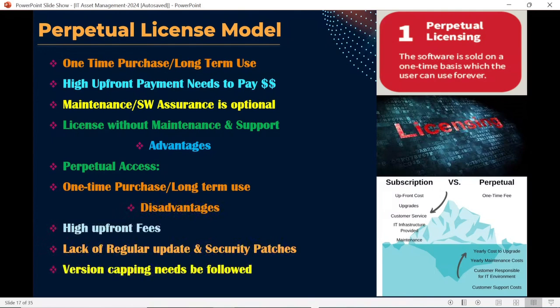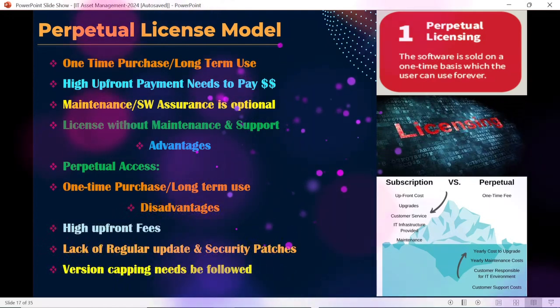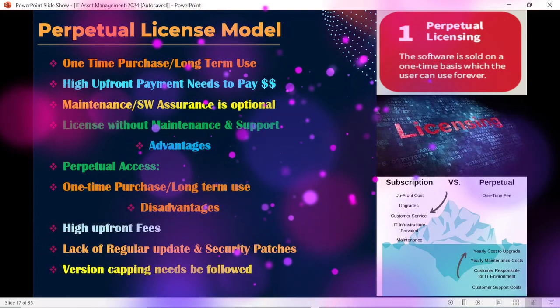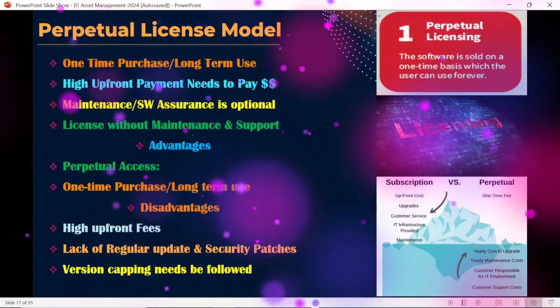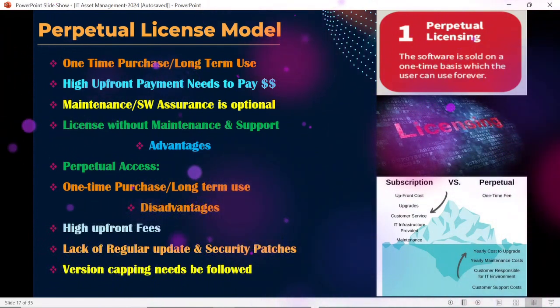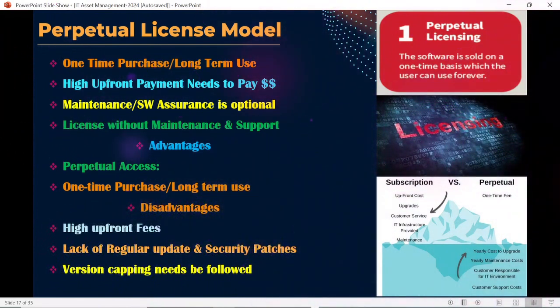Then version capping is there. If you are not renewing your perpetual product, then you will have to stick to the version which was released at the time of your last renewal, and that's called version capping. If you go beyond that version without having license maintenance and support, then that will fall under the version violation category, and that is going to be the audit catch, and you will be in trouble if it is caught in an audit.